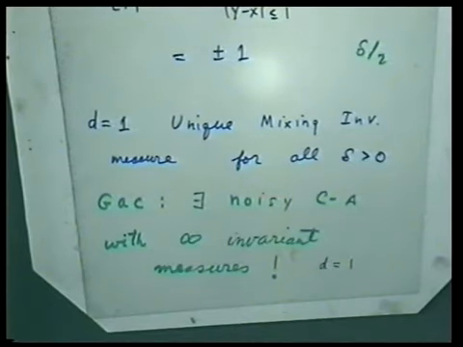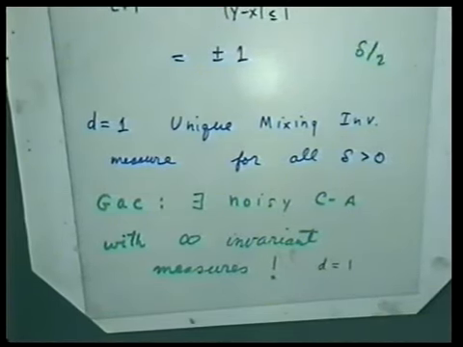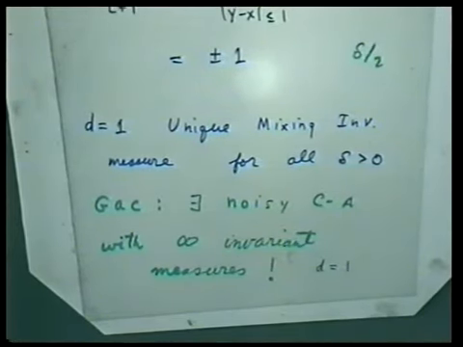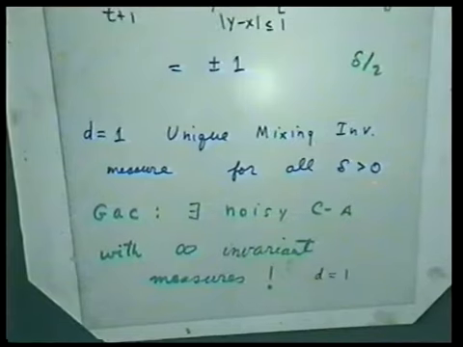No matter how small. Unless it's 0. Then of course you remember everything. If you start with pluses, you will remain plus forever, and if you start with minuses, you will remain minus forever. But the minute you introduce the noise, it will destroy your memory of what the initial data was. And that is reflected in the fact that there's a unique mixing invariant measure for all delta positive.